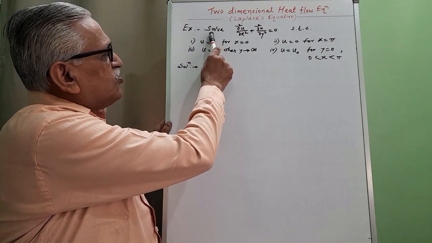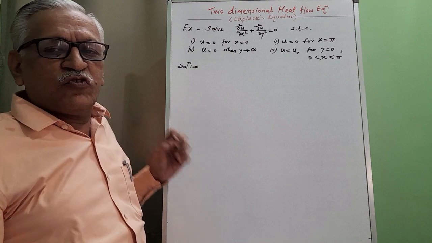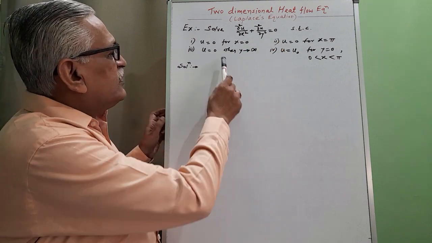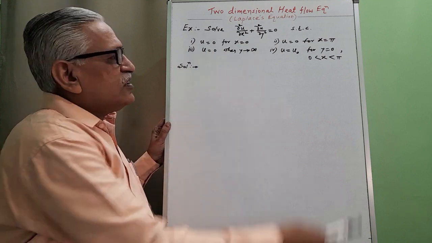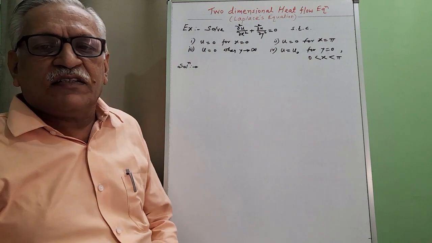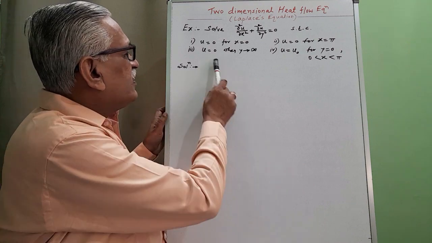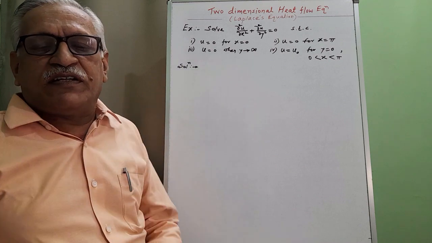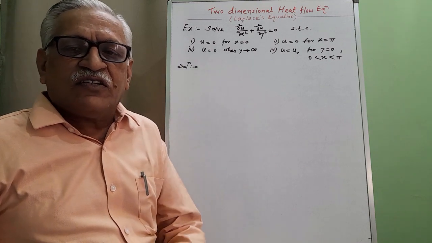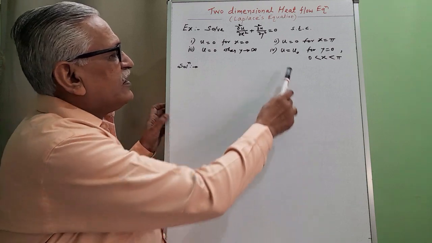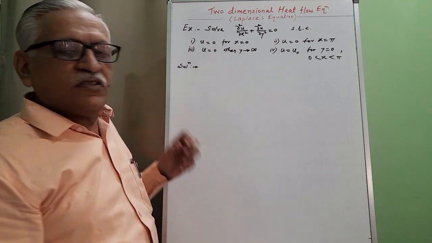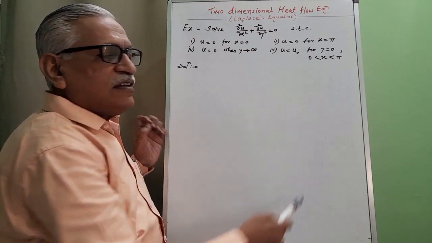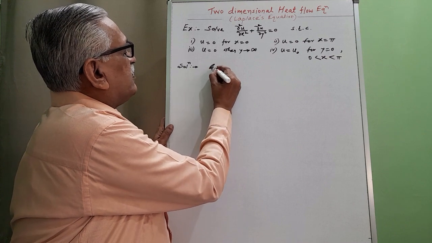Solve the problem. Solve the partial differential equation ∂²u/∂x² + ∂²u/∂y² = 0 subject to the conditions u = 0 for x = 0, u = 0 for x = π. These two represent the boundary conditions, and the third condition is u = 0 when y tends to infinity. Using this condition we decide what is the possible solution. And the last one, u = u0 when y is 0 for the condition 0 < x < π.